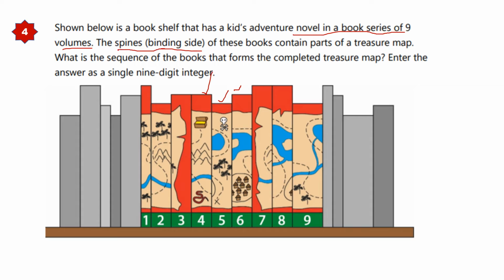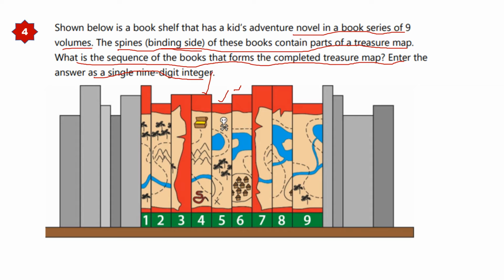The spines or binding side of these books contain parts of a treasure map. Okay. So what is the sequence of the books that form the complete treasure map? And the answer is a single 9-digit integer. Okay. So this is like a map that we used to do in LKG or something like that, right? That is, yeah, just treasure hunt.